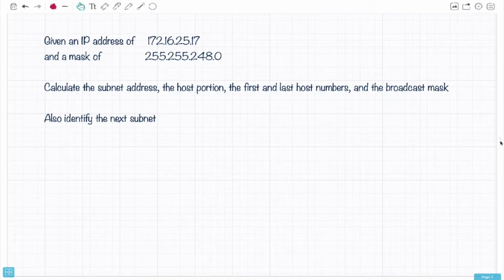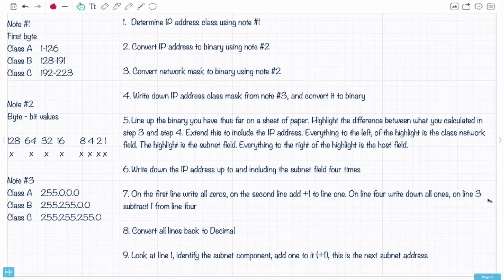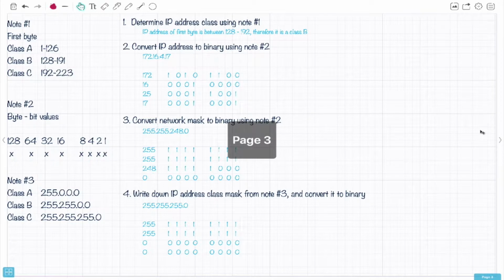Same as before, we're going to calculate the subnet address, calculate the host portion, calculate the first and last host numbers, calculate the broadcast mask, and then identify the next subnet. Same as we did last time. I'm going to go through this process. I'll leave this on the screen a little bit for you to all have a look at it. Obviously, you can pause. The beauty of video, you can pause, go back and watch it again.